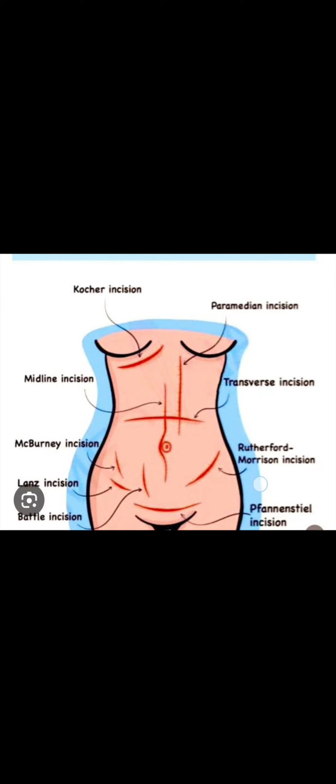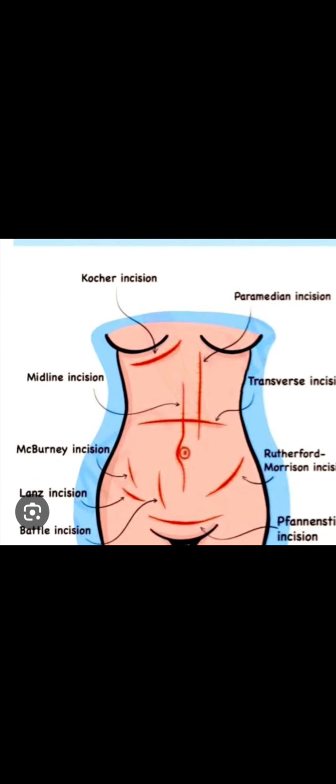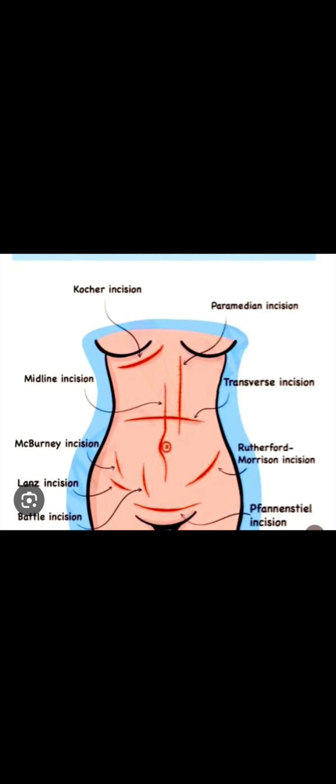And another one is the Pfannenstiel incision. Here we can see the transverse suprapubic incision that is primarily used to access the pelvic organs. For example, when we are doing a C-section, we use a Pfannenstiel incision.